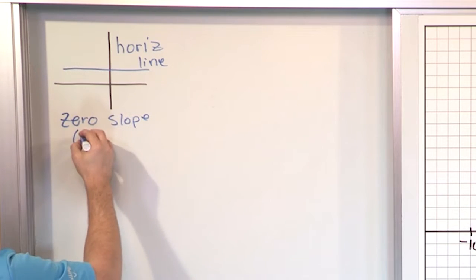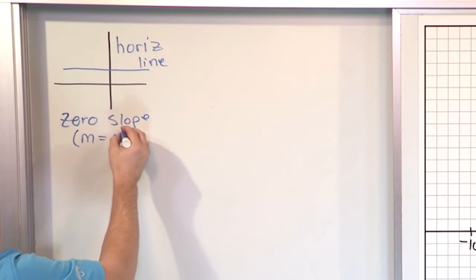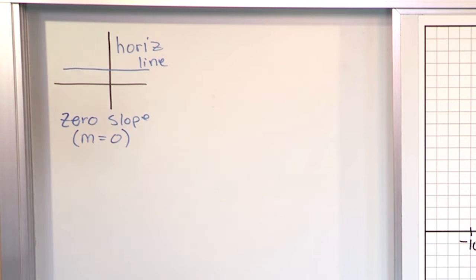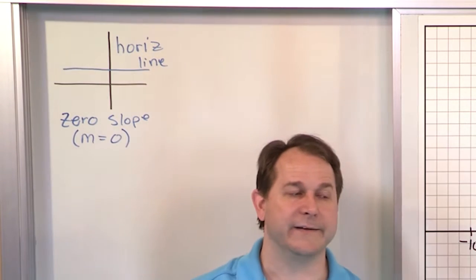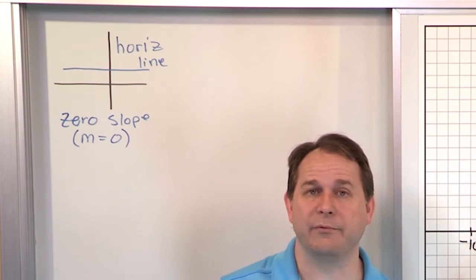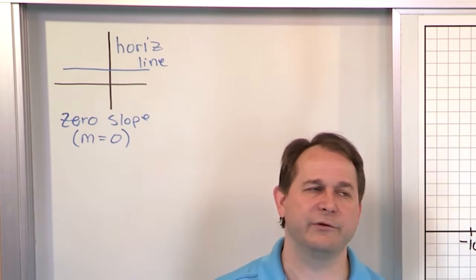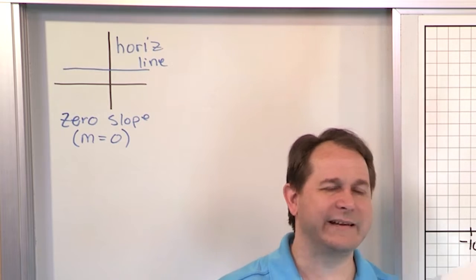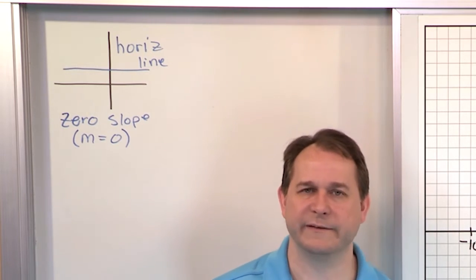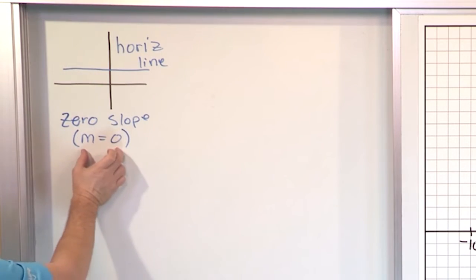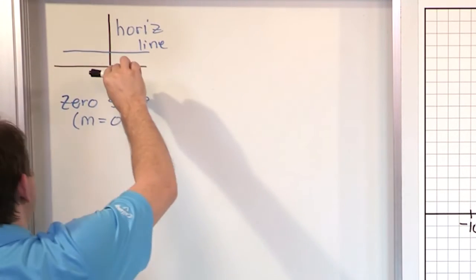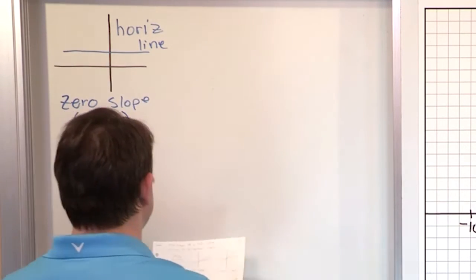Now in algebra, we use the letter M to represent slope. I'm sure there's some history behind that. I haven't looked it up, but basically, you don't want to use the letters X or Y to represent slope because we use those letters all the time. So we try to pick some other letter that we don't use much, and we use the letter M. So anytime you see M, it's almost always the slope of the line. In this case, the slope is actually 0 because it's totally flat. There's no slope at all. It doesn't actually go up at all. So we say the slope is 0.